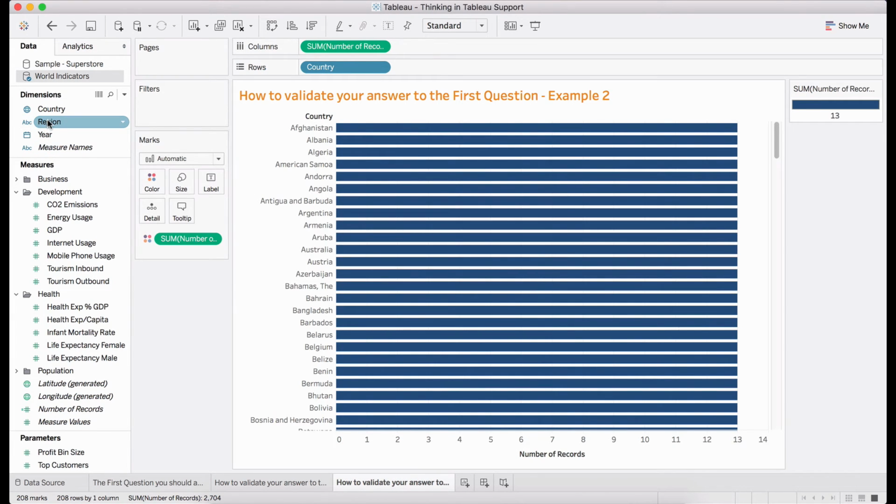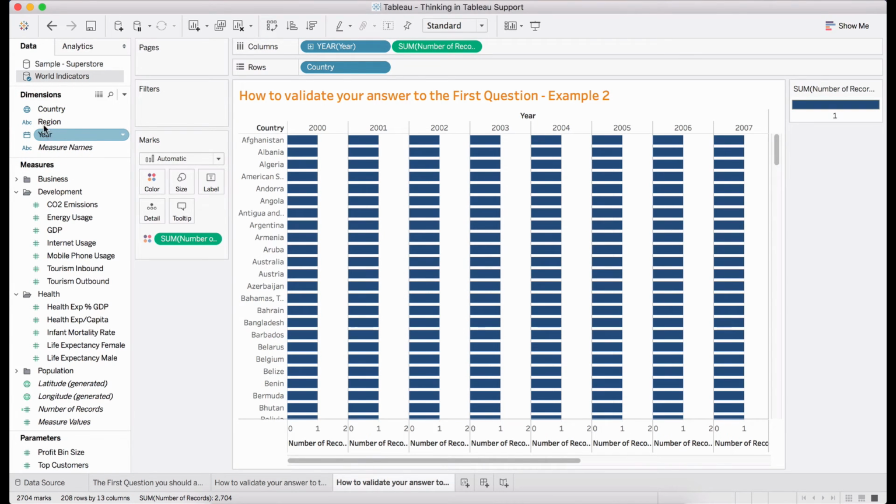Then we see there's Region and Year. Those are the only two other dimensions. Region is an attribute of the country, which means it's at a higher level. So let's click on Year. I double clicked on Year, and now the number of records has come to 1. That means the country and year combination. Each record carries, for a country, for a year, all these indicators. That's the meaning of this.